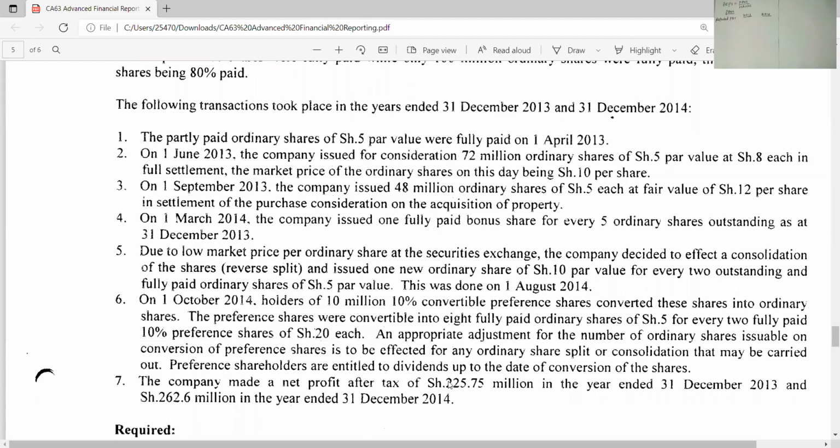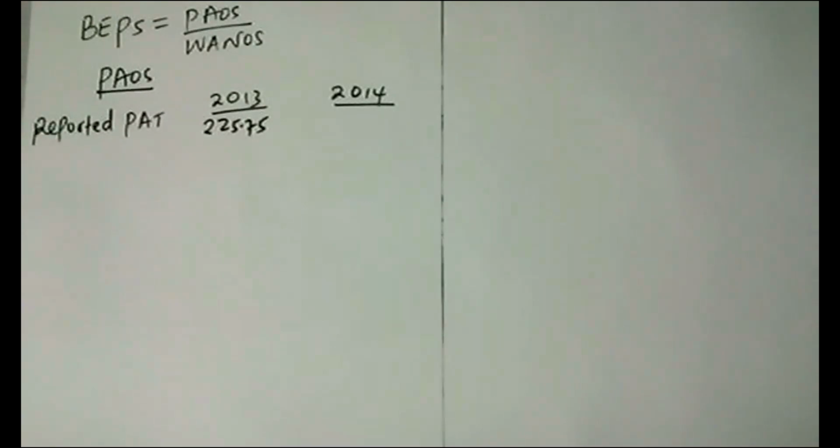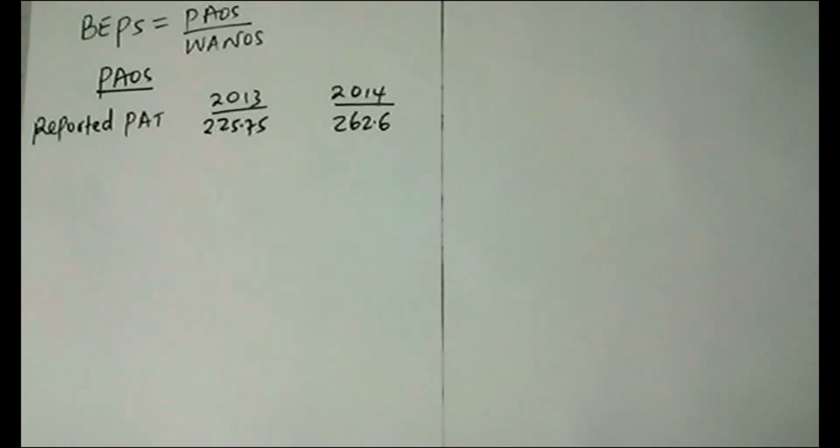According to note 7, the company made a net profit after tax of 225.75 in the year ended 31st December 2013 and 262.6 in the year ended 31st December 2014. So I can record those two: 225.75 and 262.6. After that, we have to deduct profit attributable to non-controlling interest, but there was none.